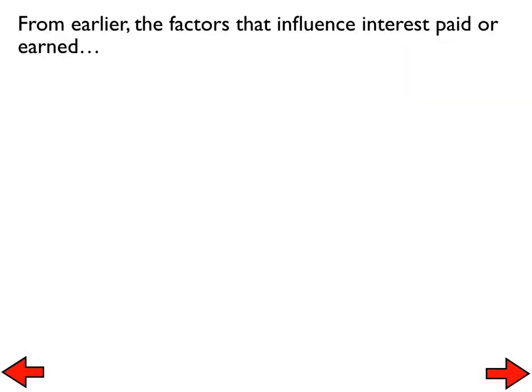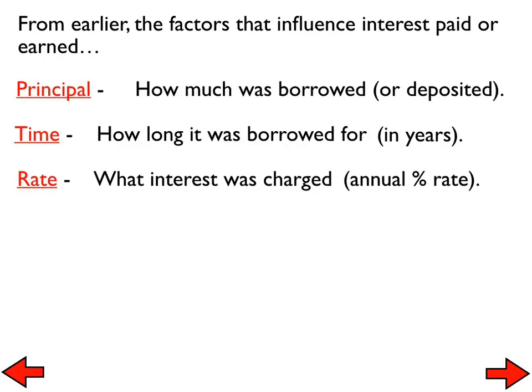Okay, so from earlier we talked about those three factors that influence whether, how much interest is going to be paid or earned, right? What are those three things? Principal, time, and rate. Right, principal, how much you're borrowing or how much you're putting into your account. Time is always in years, and rate is always a percentage. Now that percentage, you need to make sure you write as a decimal. When you're doing it as a proportion, it's just that number, but in the formula that I'm going to show you, you need to make it a decimal.